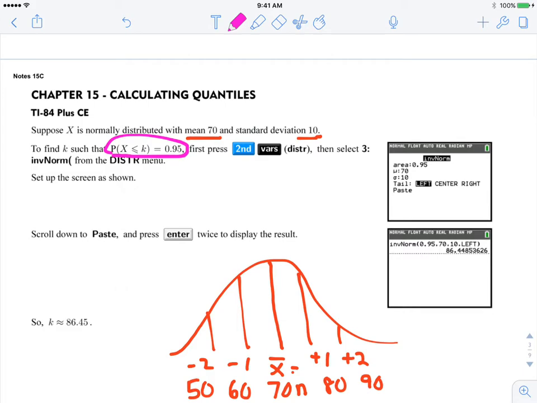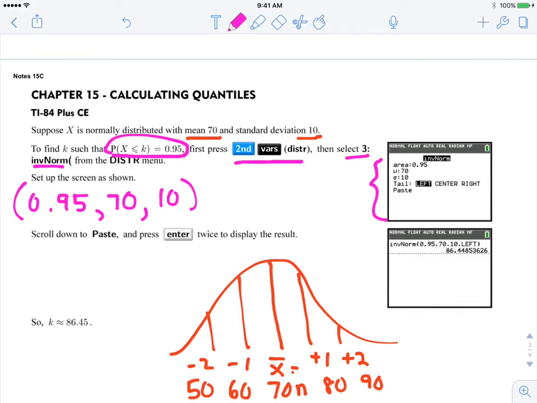So what we do is we're going to use the button second vars, and we're going to select number 3, inverse norm. And here are the steps that we're going to enter. We're going to enter the area under the curve, the mean, the standard deviation, and then enter. So you'll have the percentage as a decimal, your mean, and then your standard deviation in that order.